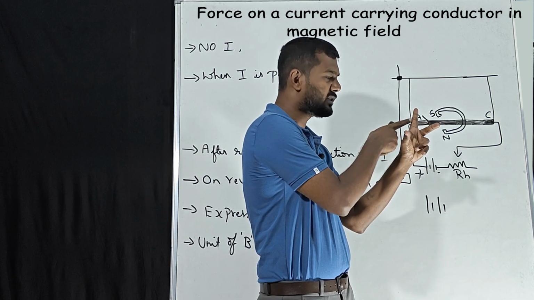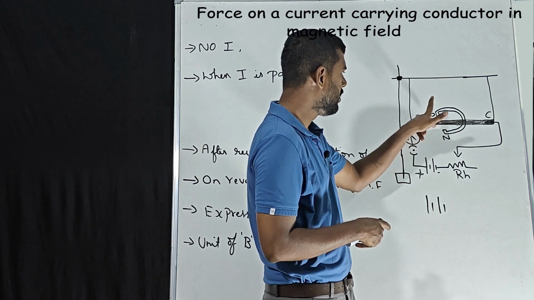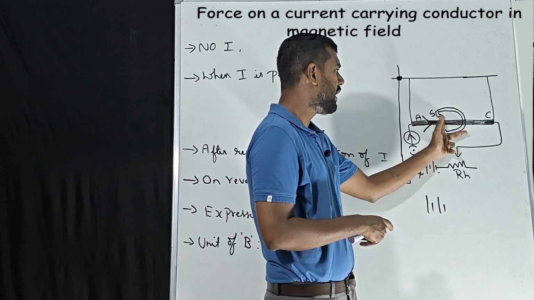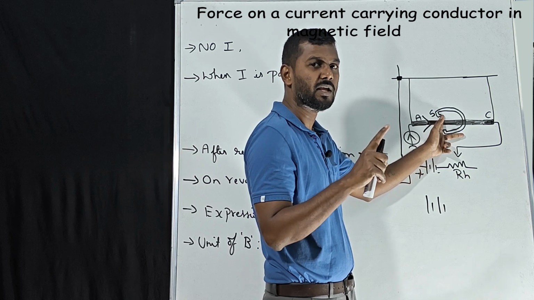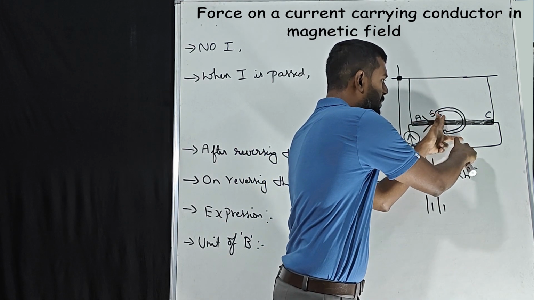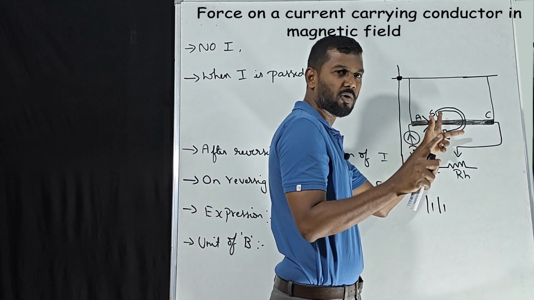So see, the forefinger represents what? Magnetic field. You keep it like that. You can keep it in any way. Then once you keep it like this, the next thing is direction of current. Direction of current is towards right, so I'm keeping my hand towards right. See, once you keep it like this, it is very much important.